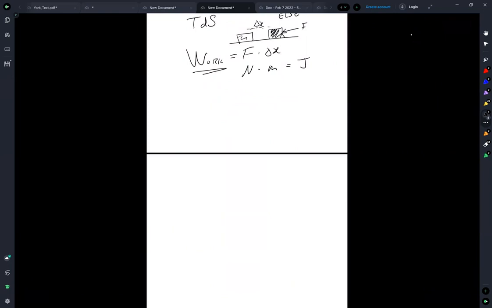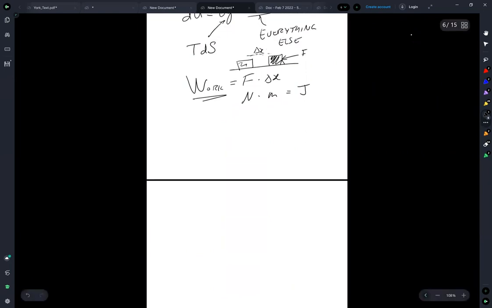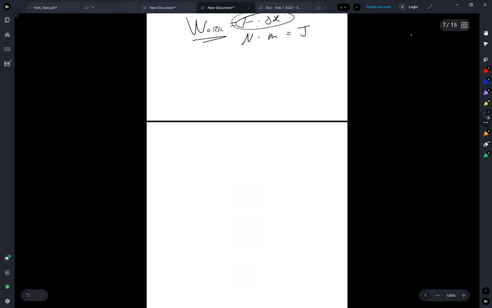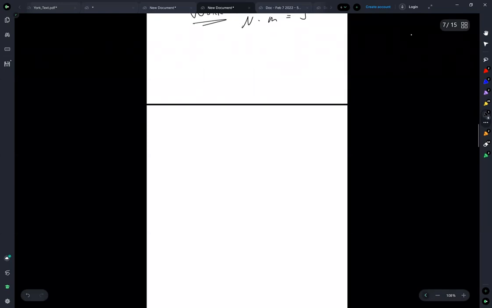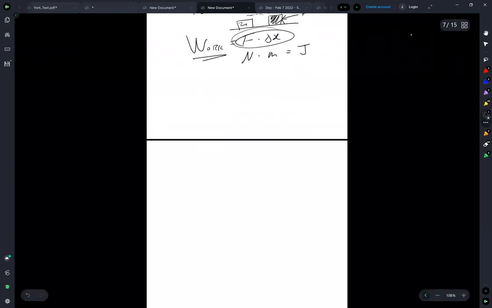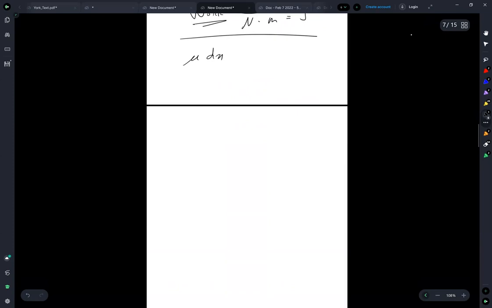and the same is true for all other forms of work. We have some type of pair of variables: pressure volume, electric field and dielectric displacement, or in the case of what we're going to find important, mu dN. This is the chemical potential.